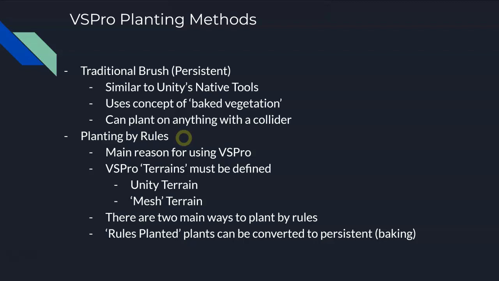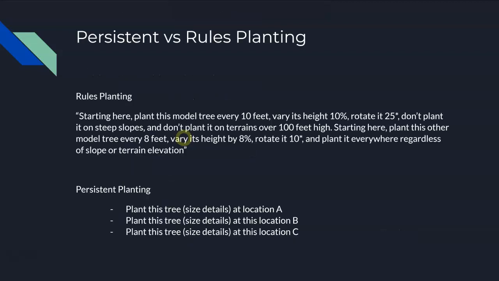You can also create what we call a mesh terrain, so you can turn any object into a terrain, and there's a procedure to do that. I don't think we're going to cover it in this course. It's more of an advanced topic, but you can plant on a mesh terrain as well. But we're going to be planting on our foliage terrain, which we created already, and that is a Unity terrain. There are two main ways to plant by rules we're going to cover in the next slides here, but keep in mind, if you plant anything based on rules, you can convert those to persistent or baked vegetation as well. And that'll make sense in the next couple of slides here.